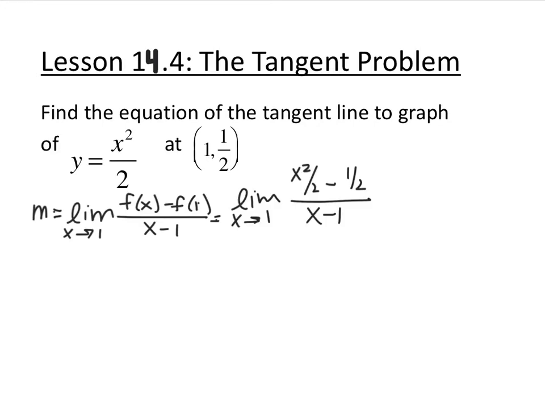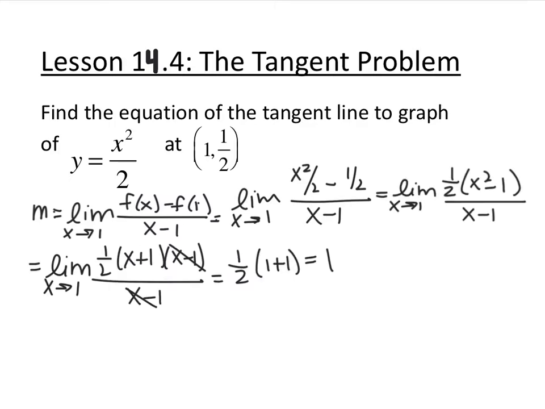So to find the slope of the tangent line, here you have your setup. You have the limit as x approaches 1 of f of x minus f of 1 over x minus 1, which leads to the limit as x approaches 1 of x squared over 2 minus 1/2 over x minus 1. So this is something that you can factor and then take the limit of. If you haven't already done so, go ahead and pause the video and do that.